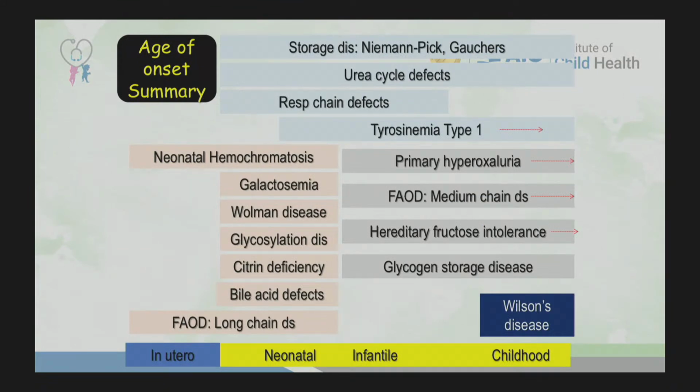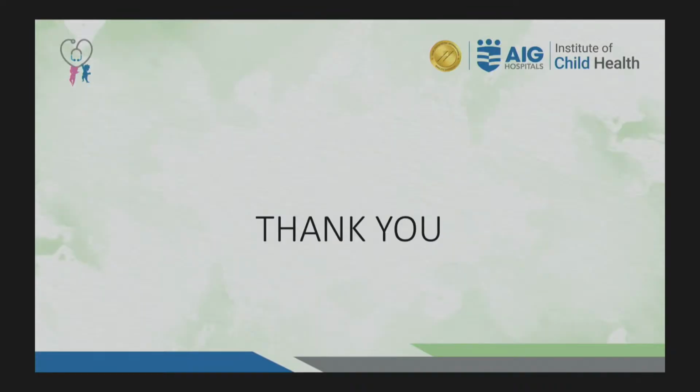In infantile tyrosinemia, primary fatty oxidation deficiencies, hereditary fructose intolerance, glycogen storage disorder. In childhood, usually Wilson disease presentation. In early infancy, fatty oxidation deficiency is long chain, and in neonatal hemochromatosis is the early presentation. In neonatal galactosemia, Niemann-Pick disease, and citrin deficiency, bile acid defects. All these are common presentations about the cholestasis.